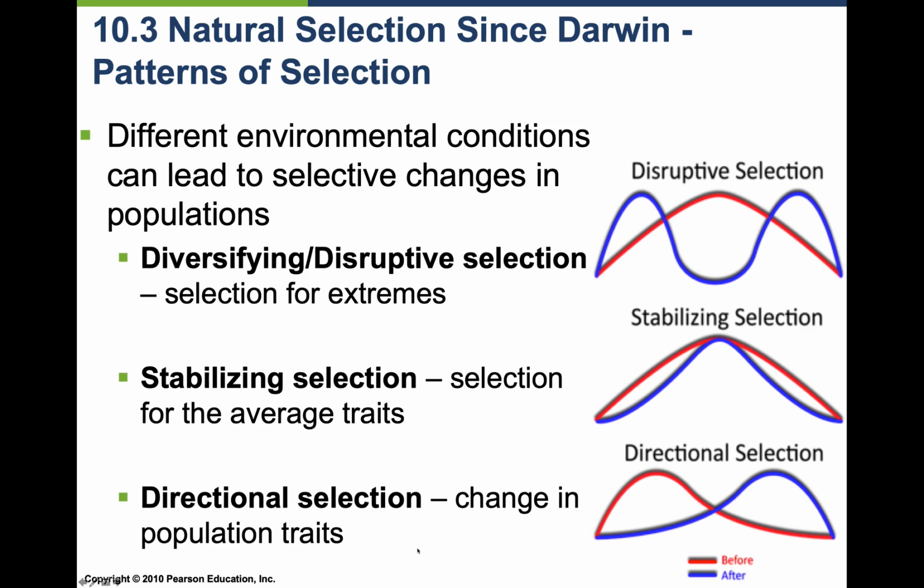This is going to be change in population traits over time. This might be the original population distribution, but after natural selection starts to work, it can be pushed this way. Now, if you think about the Darwin's finches example that we just showed, two of these types of selection are shown in that example. You should go back and figure out which two those are.